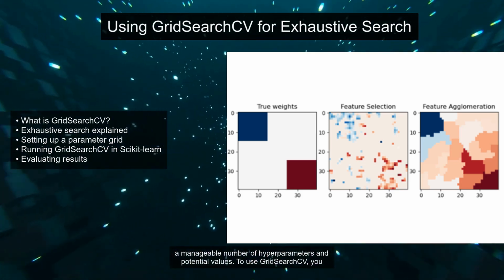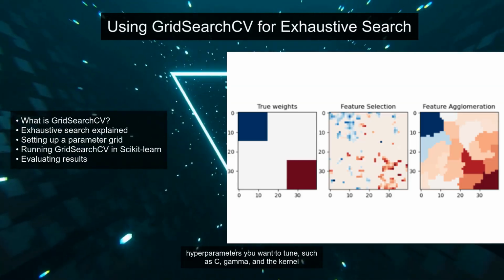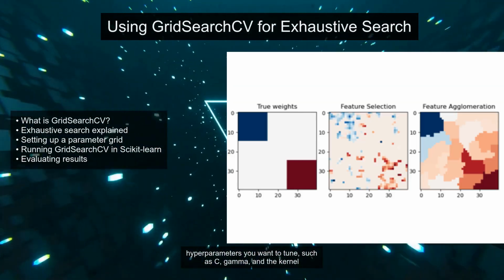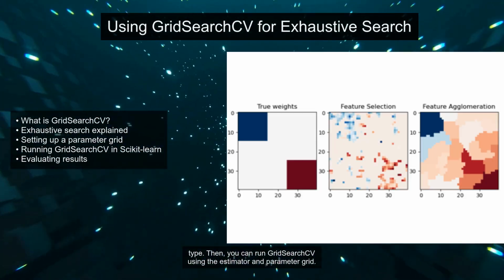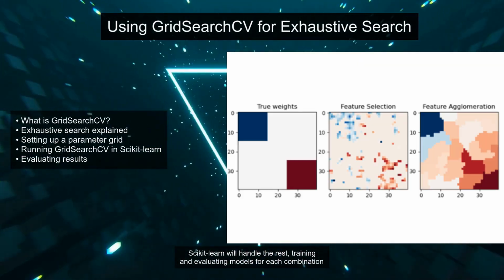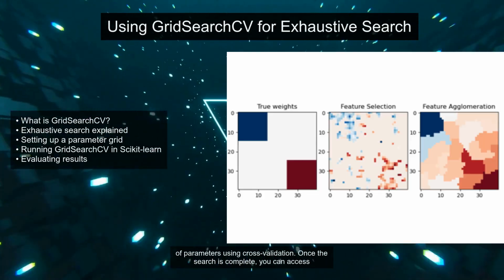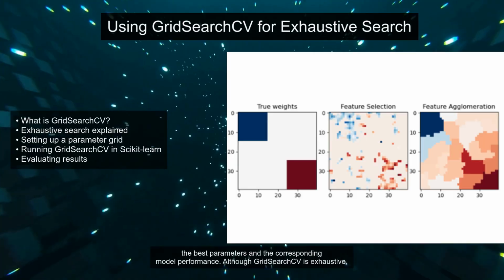To use GridSearchCV, you first need to set up a parameter grid that includes all the hyperparameters you want to tune, such as C, gamma, and the kernel type. Then, you can run GridSearchCV using the estimator and parameter grid. Scikit-learn will handle the rest, training and evaluating models for each combination of parameters using cross-validation. Once the search is complete, you can access the best parameters and the corresponding model performance.